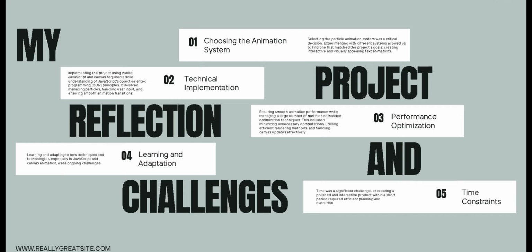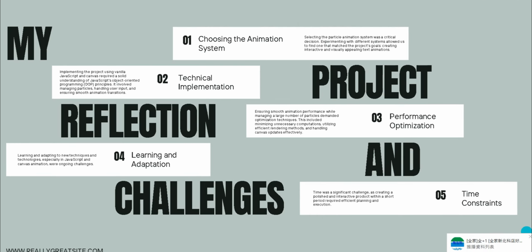So what are my project reflection and challenges? As I said before, the first one was choosing the animation system. It was actually a critical decision because we had already tried similar designs, so our choices were minimized. Another challenge was time constraints, so I needed to make something in a short time, but it should look really visually appealing and have good interaction. And I guess for all my requirements, a particle system was one of the most convenient.